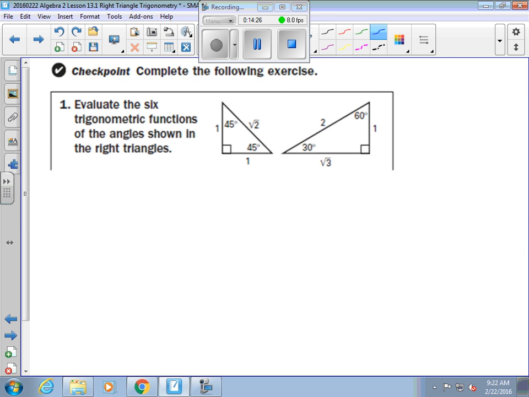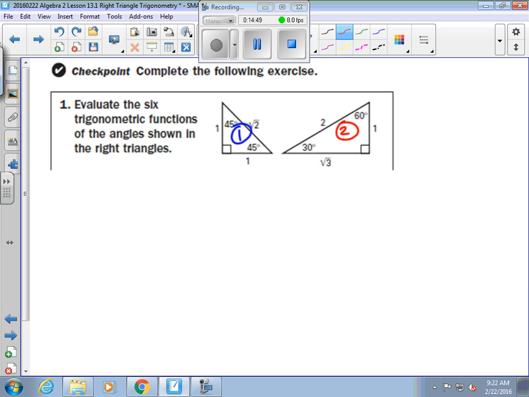The first checkpoint tells you to evaluate the 6 trig functions of both angles. So we have 2 angles. We have a 45, 45, 90, and we have a 30, 60, 90. But we have all 3 sides of each of them given to us. So we'll just call this triangle number 1 just to make it simple. And we'll call this one triangle number 2.